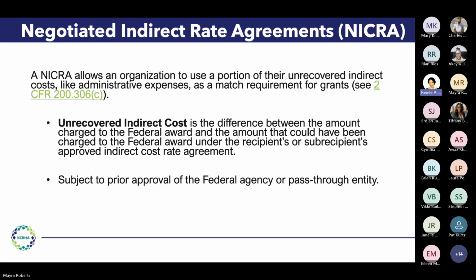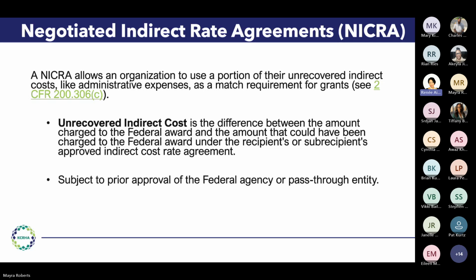Okay, a little special that I learned only, I want to say, 1.5 to 2 years ago. A NICRA allows an organization to use a portion of their unrecovered indirect costs, like administrative expenses, as a match requirement for grants. And that's governed by 2 CFR 200.306(c). Unrecovered indirect costs is the difference between the amount charged to the federal award and the amount that could have been charged to the federal award under your subrecipient or approved indirect cost rate agreement, and is subject to prior approval of the federal agency or pass-through entity, in this case, KCRHA.